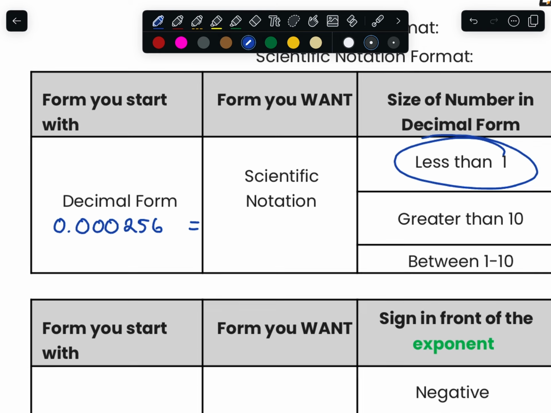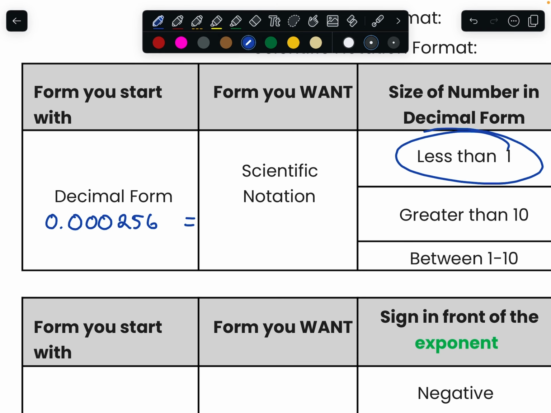Okay, so what we're going to do is say, okay, if I want this first number to be between 1 and 10, that means I'm going to have to take this decimal right here and move it between the 2 and the 5. Okay, and then when I do that, right, in my scientific notation number, that will be 2.56.